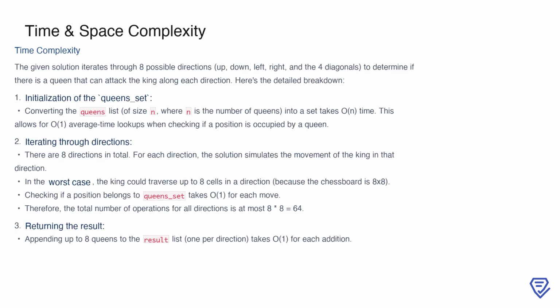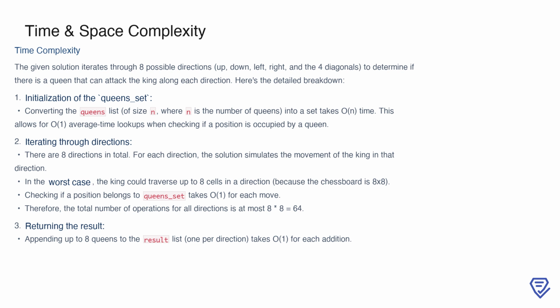The time complexity of our solution begins with the initialization of the queens_set. Converting the input list of queen positions into a set takes O(n) time, where n is the number of queens. The reason for this is that each queen's position is inserted into the set, and set insertion happens in O(1) on average. Following this, the algorithm iterates through 8 possible directions to simulate the movement of the king.